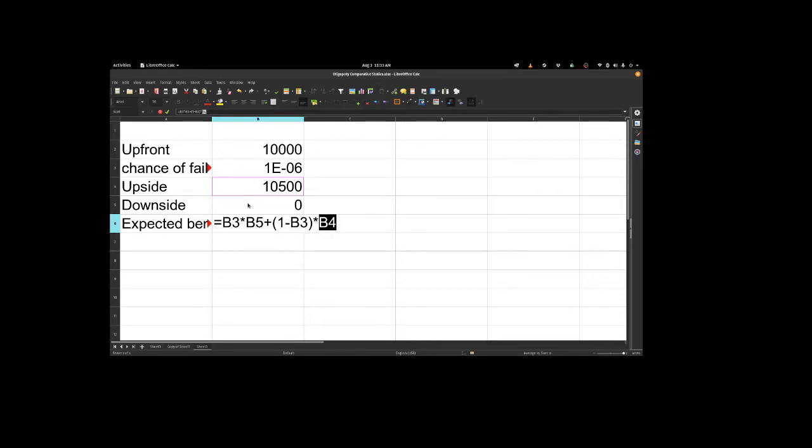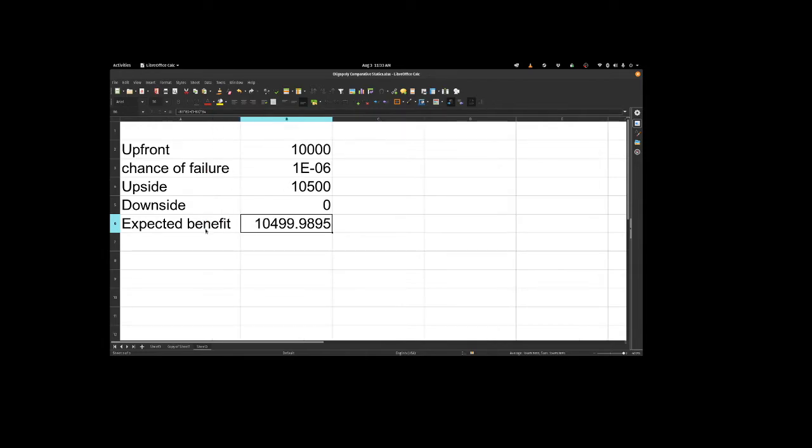If he pays you nothing at all, there's a 1 in a million chance that happens, plus a 999,999 out of a million chance that you get $10,500 back. So when we do the math, what we get is just a little bit less than 10,500. This is the expected outcome. Strictly speaking, our benefit should be the $500 of interest payment we're getting.